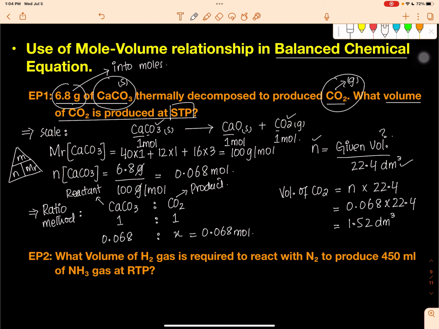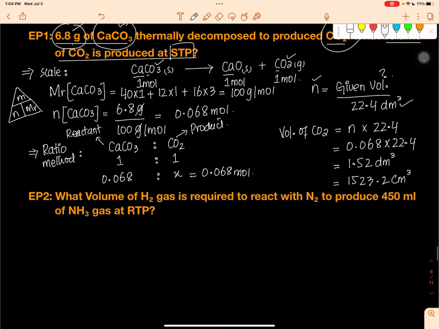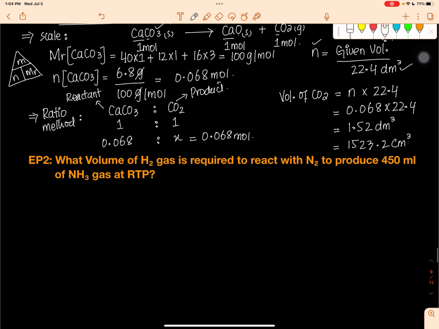Or we can give our result in cm cube, so just multiply it by 1000 and you get your answer in cm cube, which is 1523.2 cm cube. So this is the answer and we have solved the problem. Now let's solve another problem in which, what volume of hydrogen gas is required to react with nitrogen to produce 450 ml of ammonia gas at RTP.